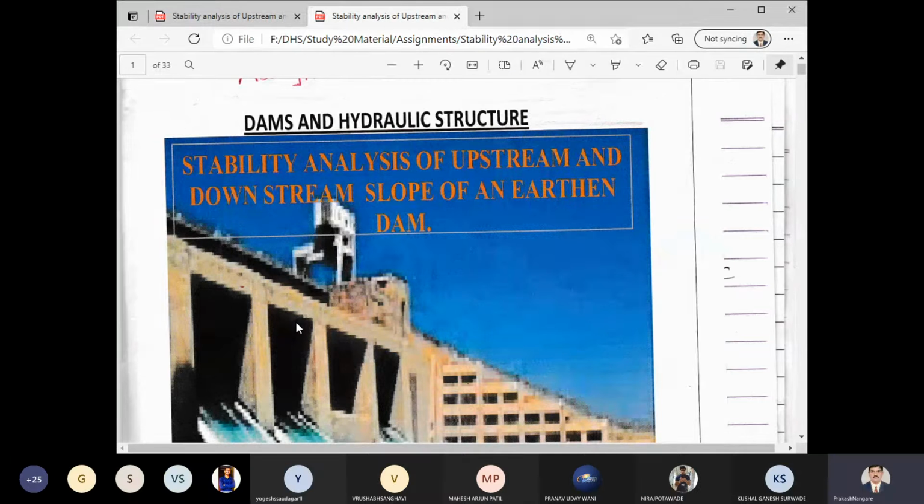Okay, good morning everybody. Today we want to discuss a very important topic on earthen dams, and this is a practical work. It is required of you. Everybody must know how to draw it. I also want to show you the AutoCAD drawing, how it is to be drawn, and how to locate the phreatic line. So the title of today's practical work is stability analysis of the upstream and downstream slope of an earthen dam.